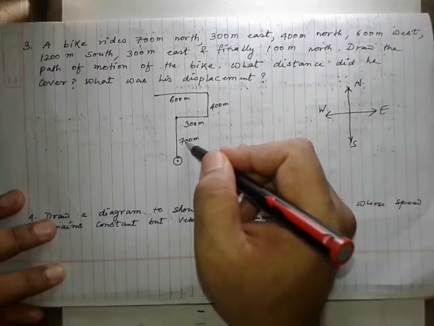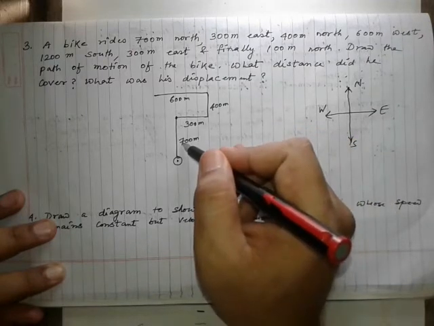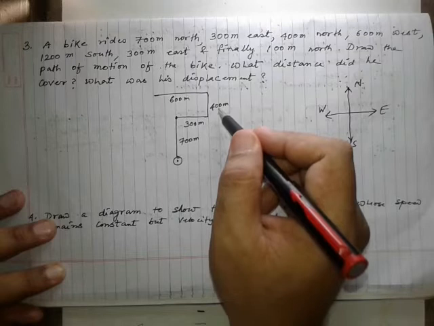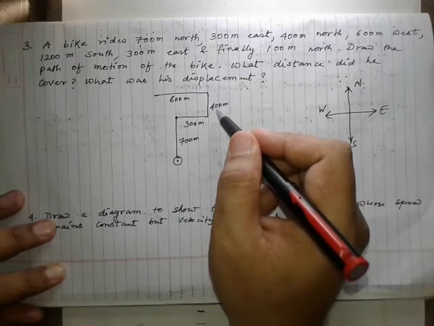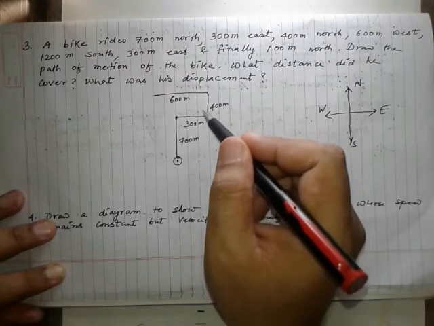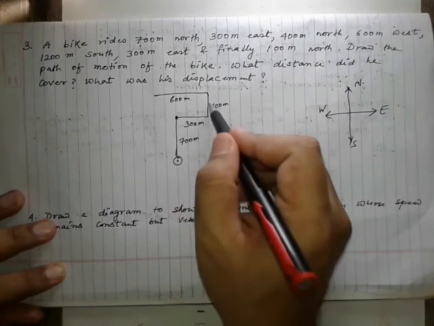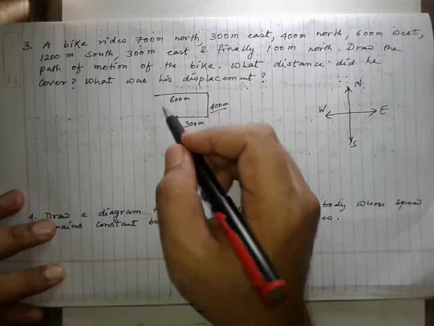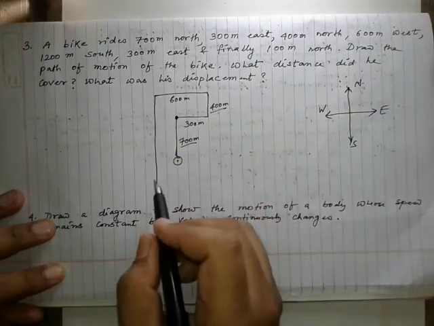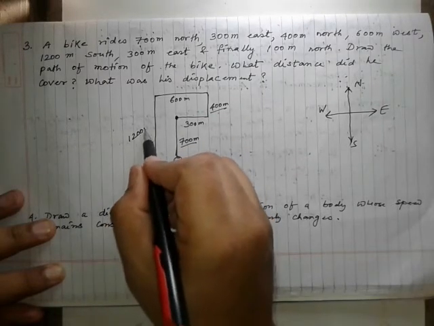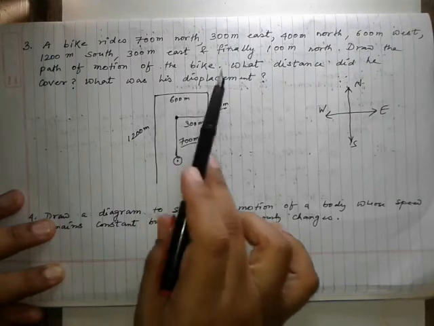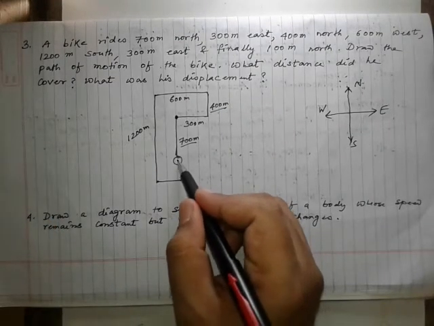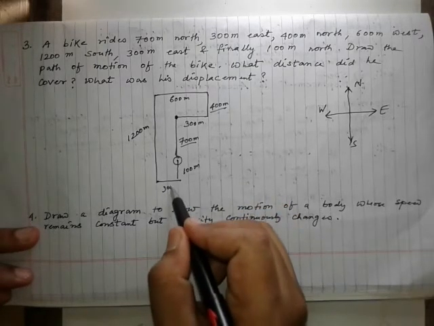Sorry, 700 and 400 that you have to add, then you'll get how much? 700 and 400 is 1100, so you will get extra 100 meter here in this way. So go like this. Okay, so this one is how much? 1200 meter, and then you go 300 meter east here. So this is 300 meter, and then again 100 meter. 100 meter is here. Okay.